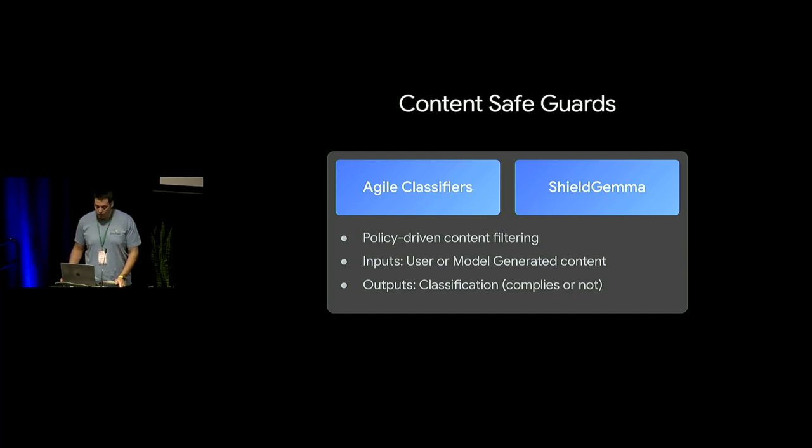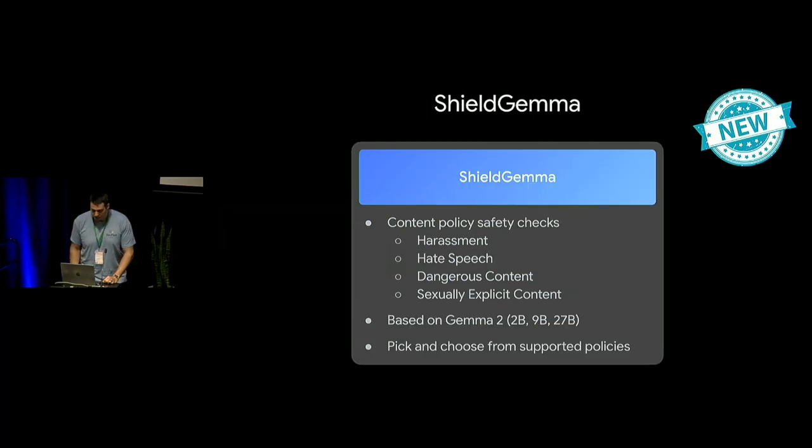So what are the content safeguards? There are 2 flavors provided by the toolkit. First, we have something called agile classifiers, and then we have something called ShieldGemma. These are policy-driven content filtering. On one end, you have as the input the user or the model-generated content, and then as the output, it is simply a thumbs up or thumbs down. Does this comply with the policies or not? So agile classifiers is old news. That was one of the first additions to the toolkit. But ShieldGemma is not.